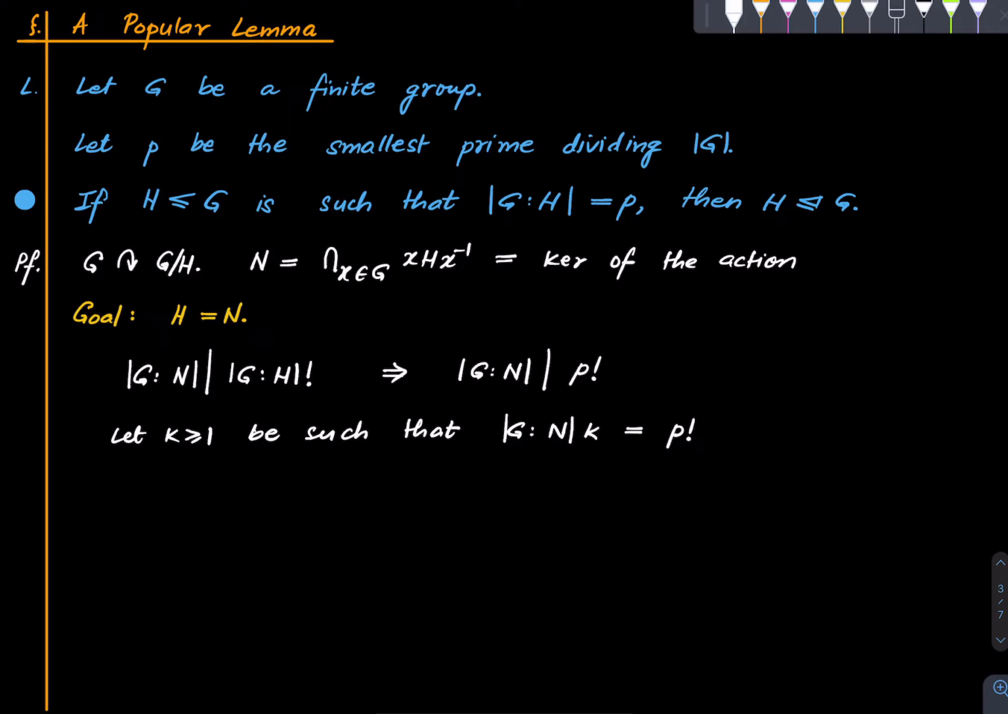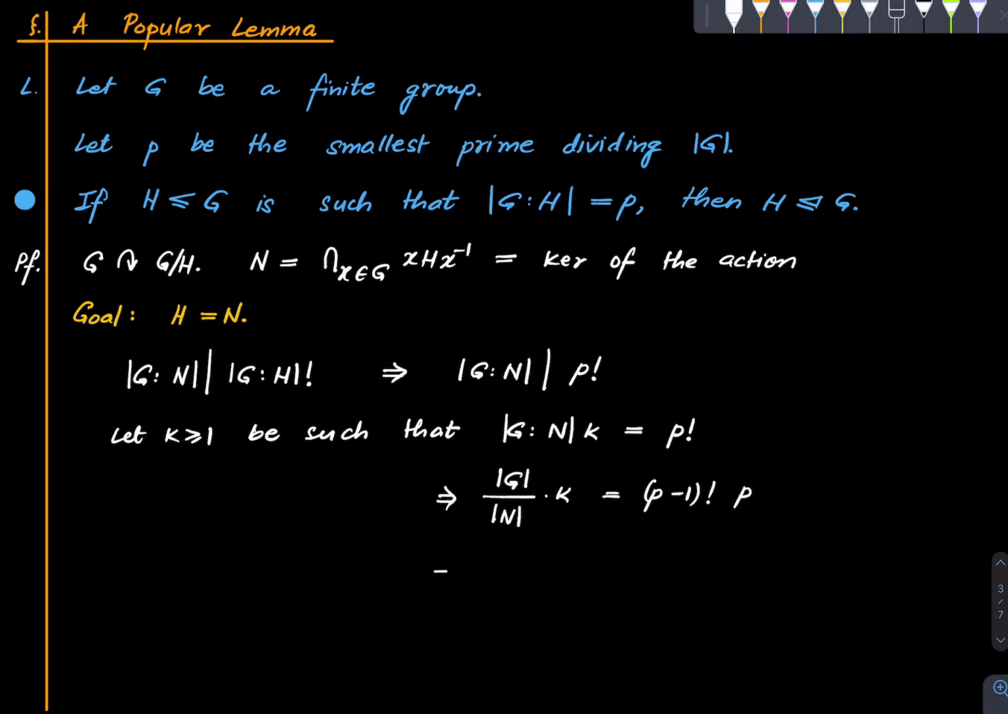Let us write the index of N this way, and the right hand side let us write in this way: (p minus 1) factorial times p.